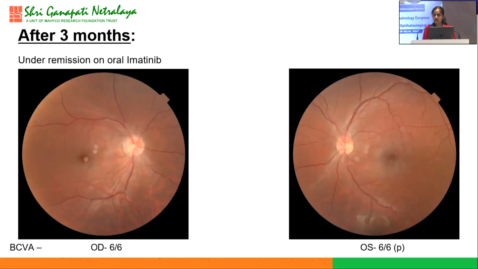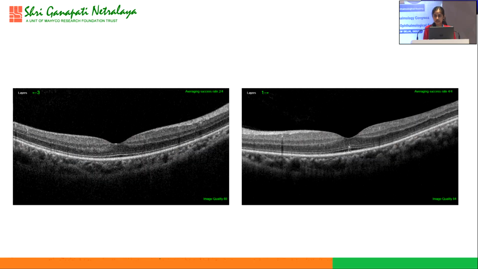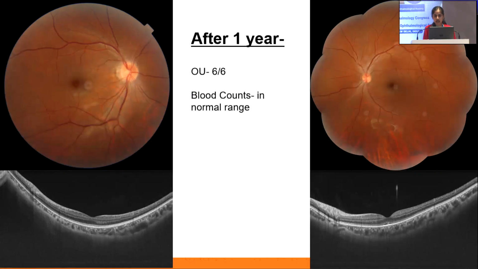The patient was started on oral imatinib, and after 3 months when he presented to us, the vision had improved to 6/6 in the right eye and 6/6 in the left eye. The fundus findings and the OCT findings had also significantly improved. After 1 year, the vision was normal, that is 6/6 in both eyes, the fundus was okay, and the blood counts were also within normal range.